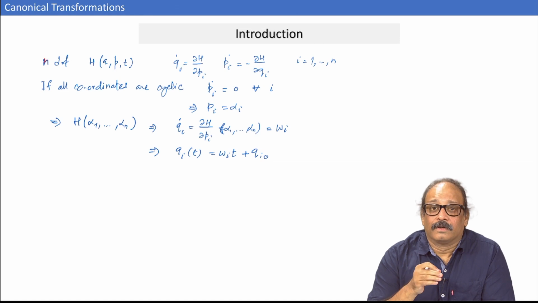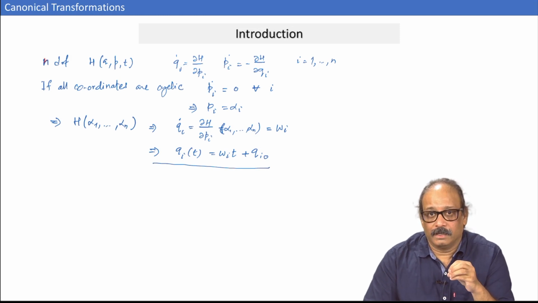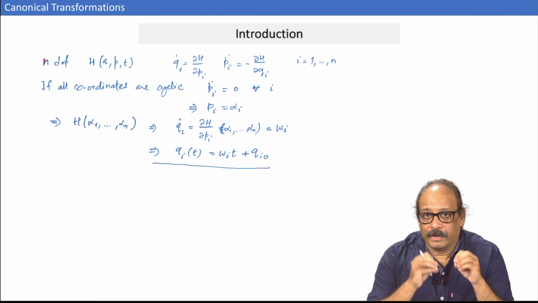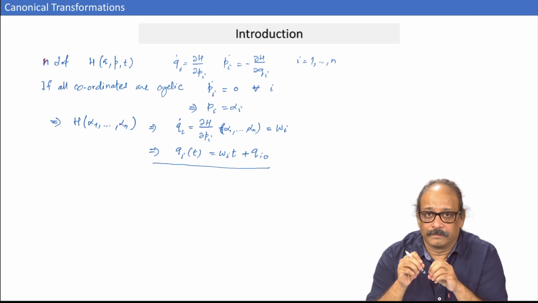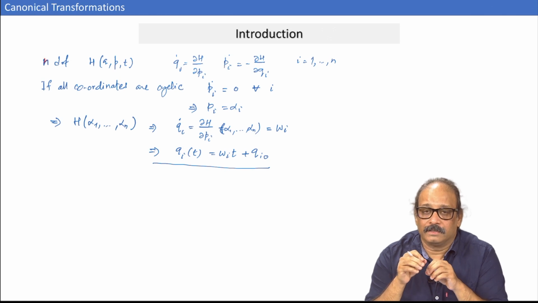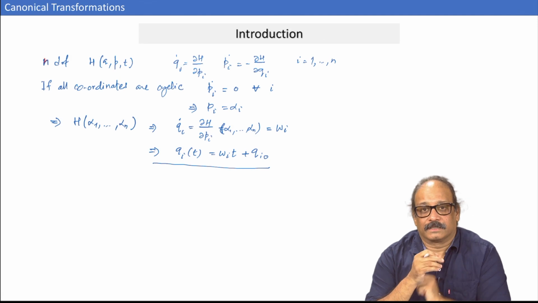Now, can I do this for every possible system? Are there transformations which help me find this? So, what we do here is make a transformation, so that I go to new variables. In the new variables, I have all coordinates which are cyclic.